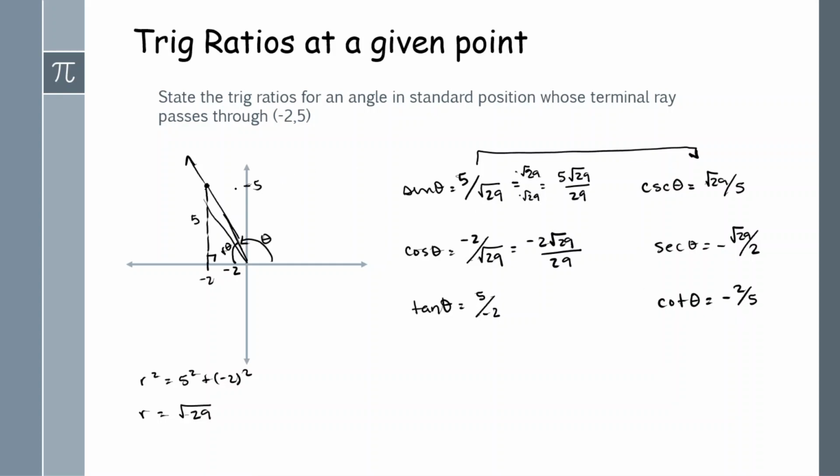Okay, so notice if we're in quadrant 2, the x value is negative and the y value is positive. So that made cosine negative and it made tangent negative, but sine stayed positive. So if I was in quadrant 3, where they're both negative, the sine would be negative, the cosine would be negative, and that would make the tangent positive.